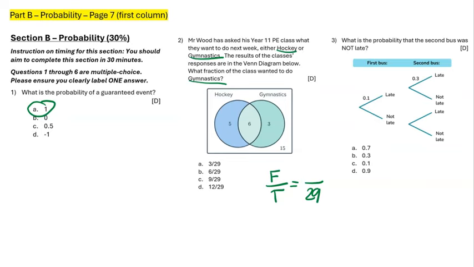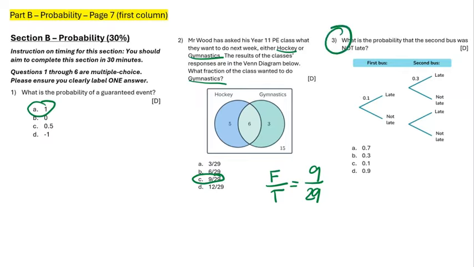And specifically, he's asked us about gymnastics. So it's going to be those two there in that gymnastics circle. So it's going to be 6 plus 3, which is going to be 9. So the answer would be 9 out of 29. Hopefully that's one of the options, and I can see it is down there. Question C, or response C.